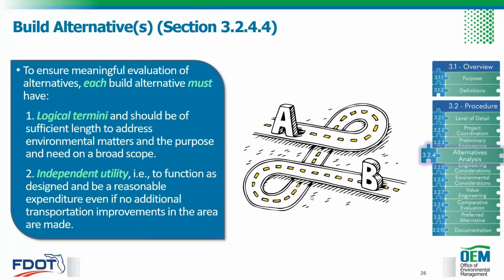Independent utility. So the project needs to function as designed and be a reasonable expenditure, even if no additional transportation improvements in the area are made. So that means that if this project is constructed as proposed for the preferred, it still works and makes sense in the final product.